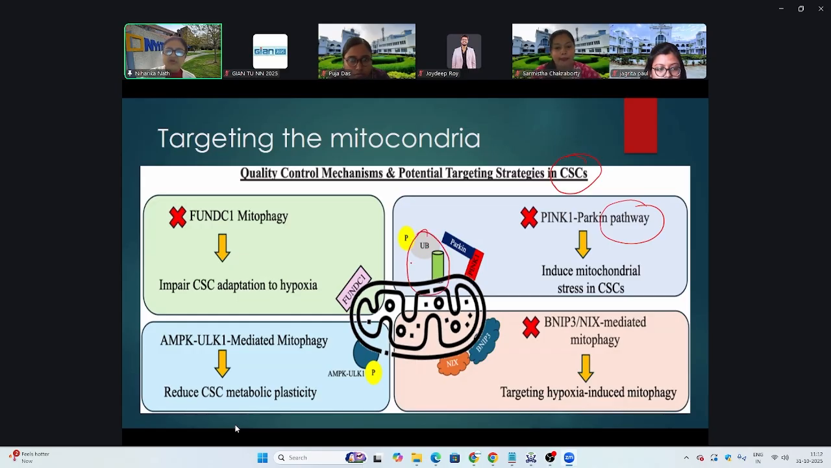This is the mitochondria. The mitochondria is the powerhouse of the cell. It makes ATP. All I'm saying is that if you know what the surface markers on this mitochondria are, then you can target these special mitochondria markers in the CSCs, and that can induce stress and then destroy that cancer stem cell. So targeting the mitochondria can be done.